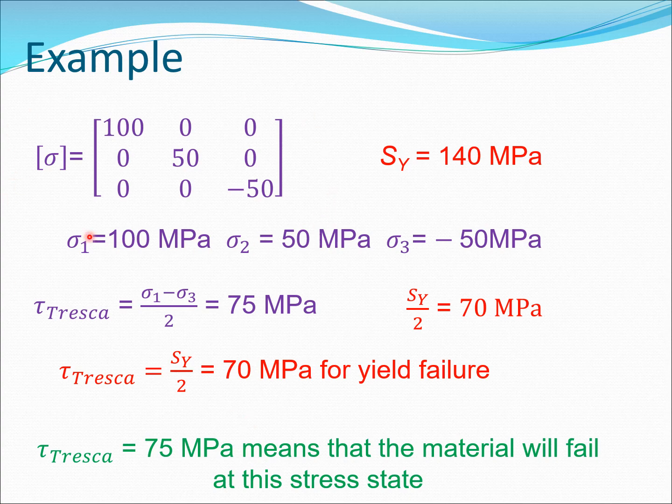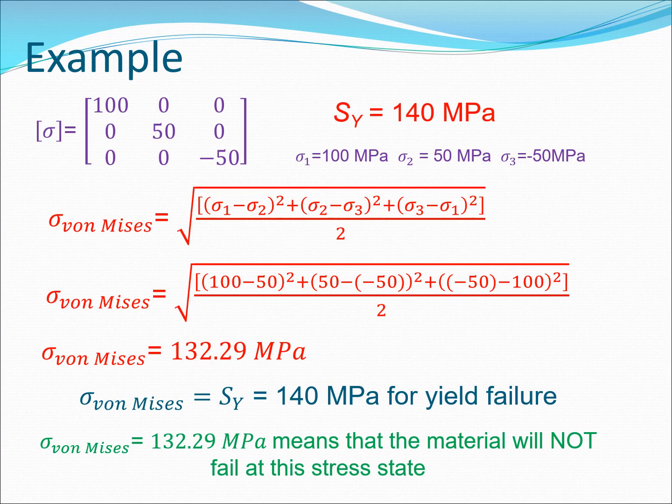So under this particular stress situation, that is the 150 minus 50 diagonal stress matrix, the material would have failed at this test stress state because tau Tresca is higher than Sy by 2. So that's something which Tresca failure criteria at least predicts for this particular stress state.